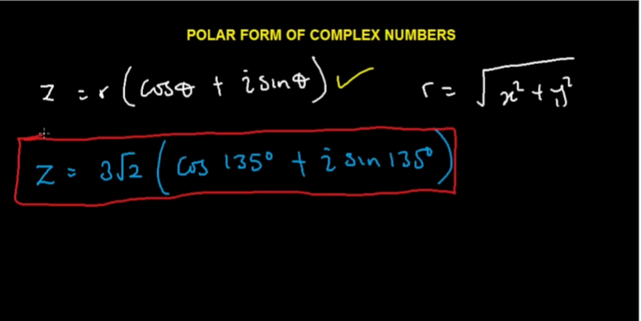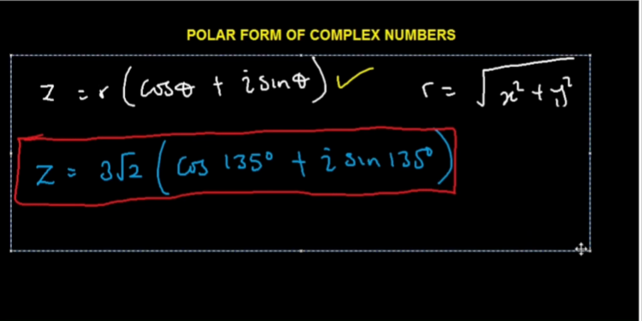Let's take one more example for clarification's sake. z is equal to 2 plus 2i. You are asked to write this in polar form. The condition is that theta is between 0 and pi over 2. This is the condition here.